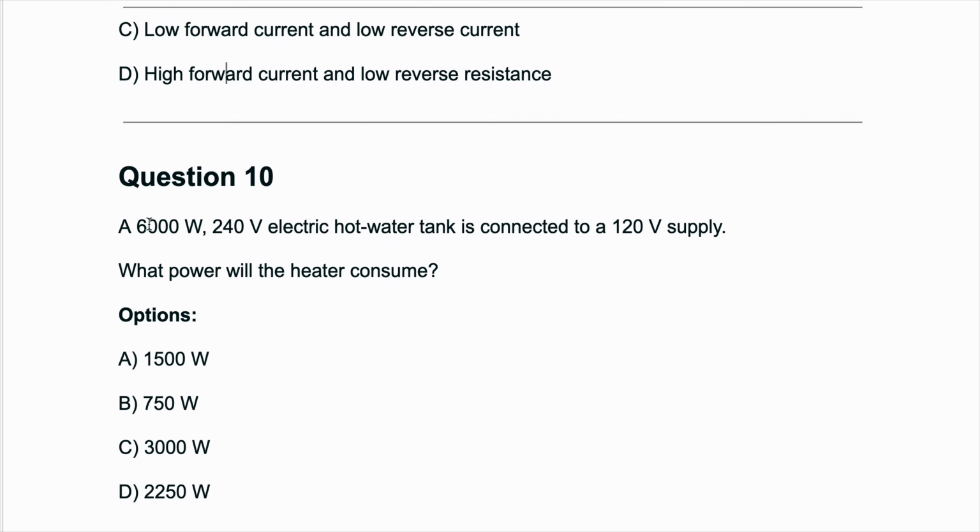Let's go to question 10. A 6,000 watt 240 volt electric hot water tank is connected to a 120 volt supply. What power will the heater consume? For this question, we have the power consumption of the electric hot water tank rated for 240 volts. If we connect it to a lower voltage, it's not actually working.